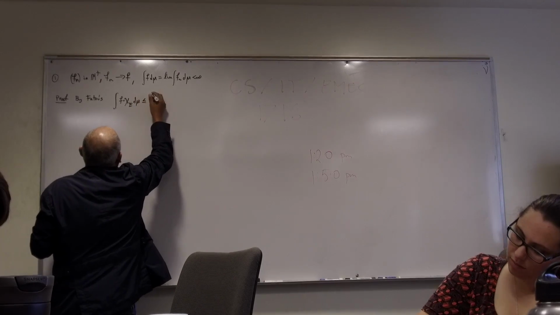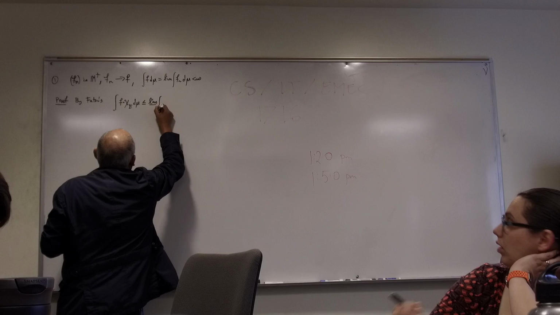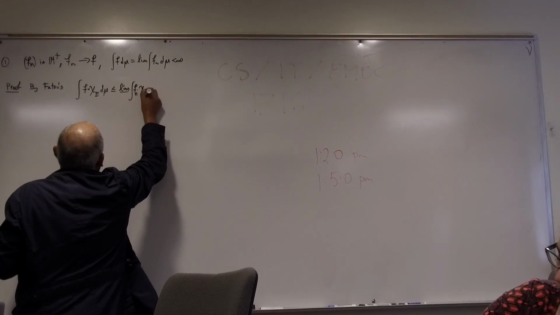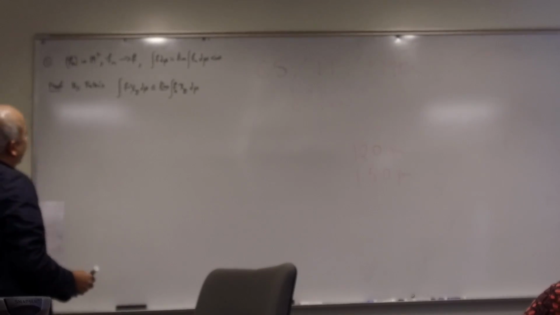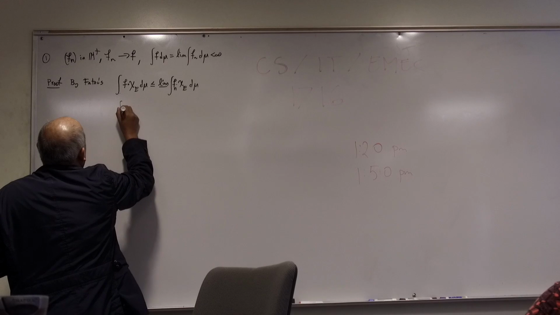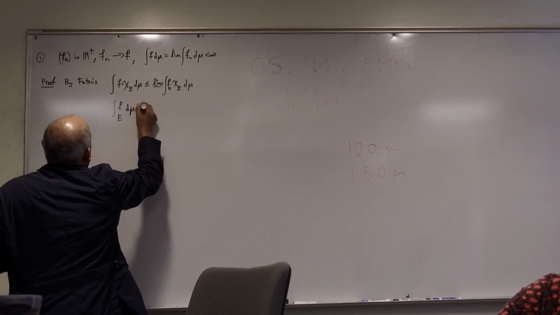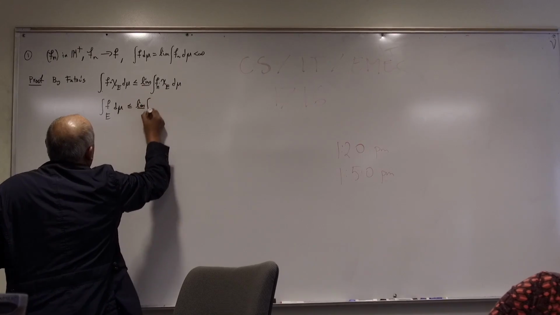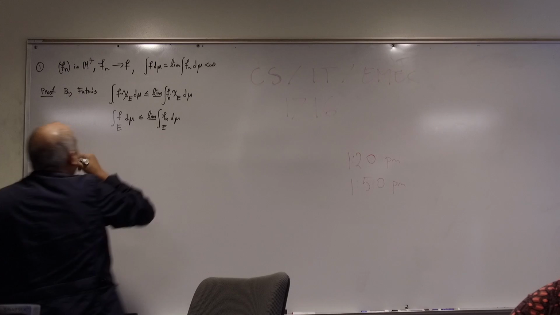Less than or equal than the limit inferior of the integrals. Correct? Yes or no? In other words, the integral of f d mu is less than or equal than the limit of f n d mu. That's almost what we want.